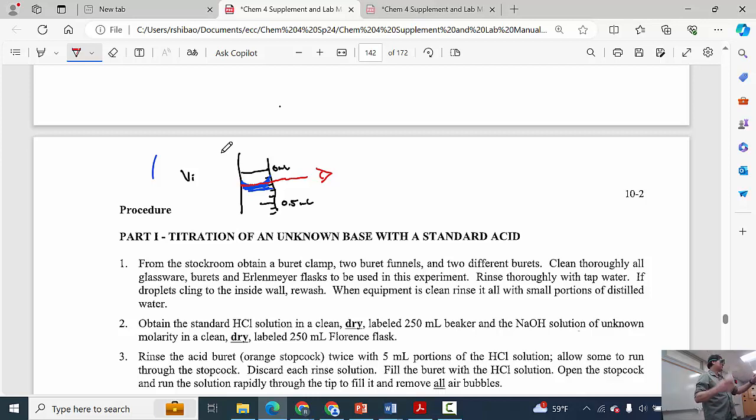So what we're going to do is this. This is called a stopcock or a valve. When the valve is perpendicular, it's closed. When it's parallel, the handle is open. So this is the open position. This is the closed position.